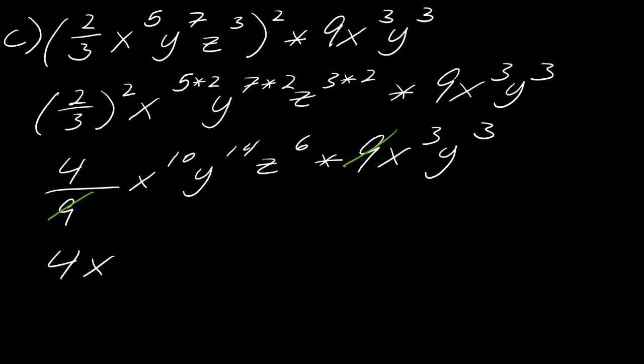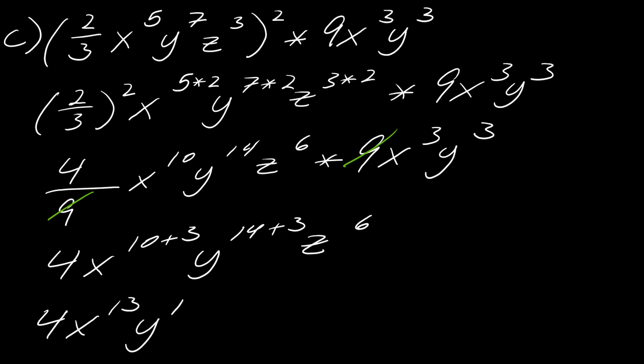So I'm just left with 4 x to the 10 plus 3, and then I'm going to add the 14 and the 3, and then I've just got this z to the 6. So this is going to be 4x to the 13th, y to the 17th, z to the 6th.